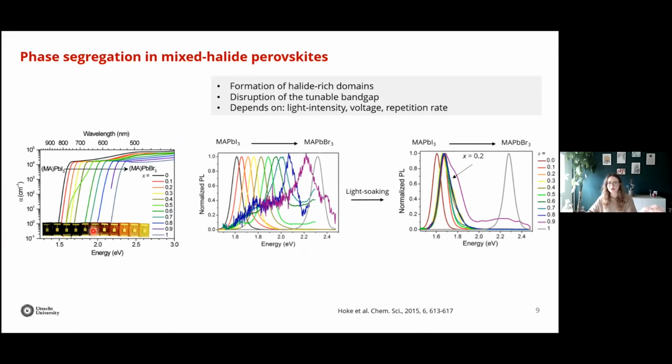But then, of course, there is a problem. This problem is phase segregation, and it's a process where in the perovskite you have movement of halides forming halide-rich domains. So if you have your perovskite in the dark, you have a bandgap fully tunable in the visible, but then when you start to light soak, the emission will only come from an iodide-rich domain. And of course, this is not good if you think of tandem solar cells or LEDs.